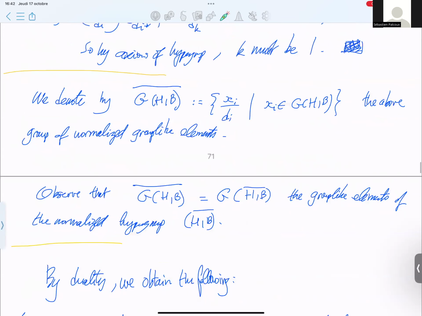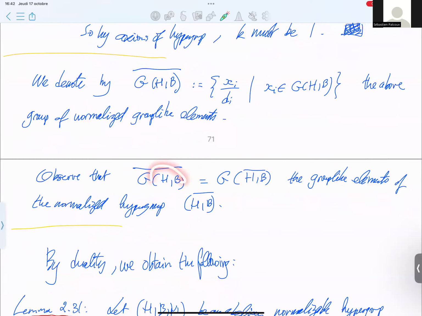So you start from the hypergroup, you get the group of group-like elements. So you have some normalization. If you start from the normalized version, you get exactly the same set, etc.